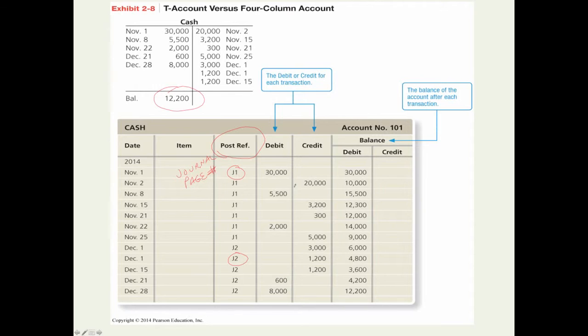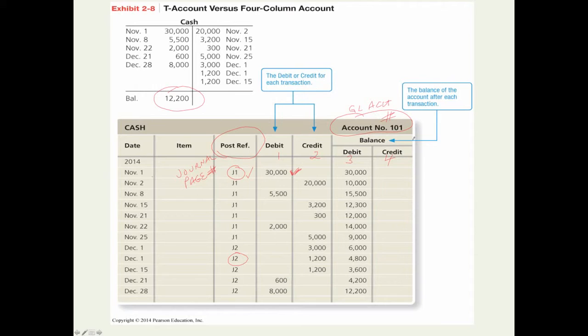So notice it's fragmented. All you see here is the debit to cash for $30,000 on November 1st. But if you go back to page 1 of the journal, you're going to find the entry that we know will debit cash and credit common stock. This is your account number, 101, and that's the general ledger account number. And that's going to be used to reference back. If you go to page 1 of the journal, you'll find account 101 there as well.